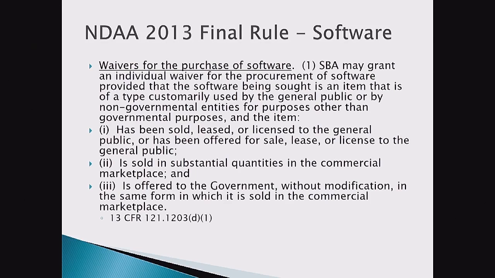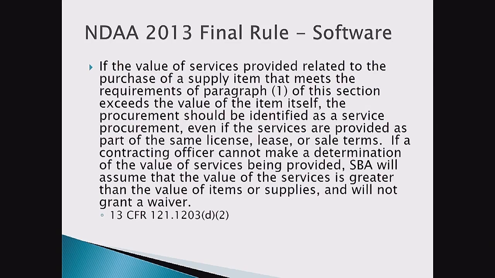Basically, it has to be almost like commercial software sold to the public in substantial quantities and being offered without modification. You're literally buying software out of a box. If you're buying software made by a large business, and that large business is also going to provide 24-hour support or customization and things like that, that's a service, and that's not something that we're going to waive. We can only waive the non-manufacturer rule for supply, and it has to be like a commodity. So we will not waive it if the value of the services is more important than the supply portion of it.